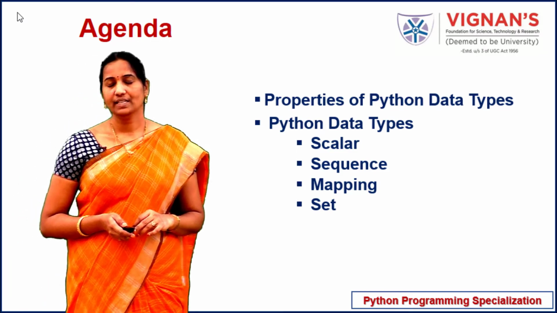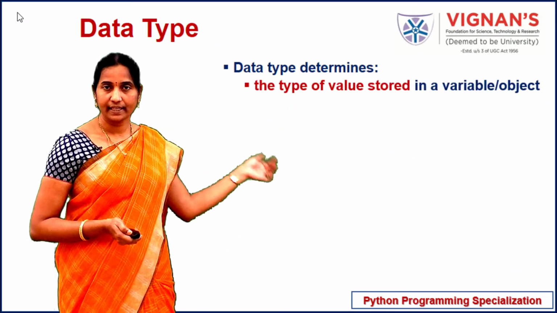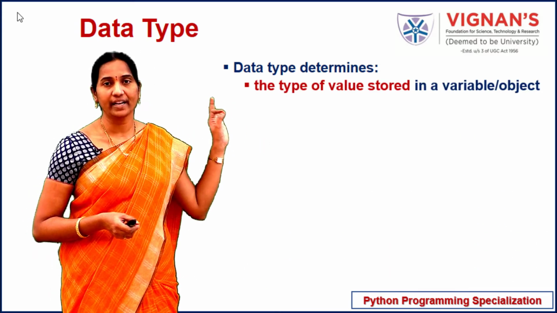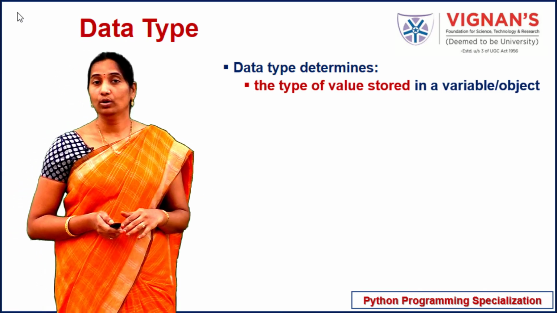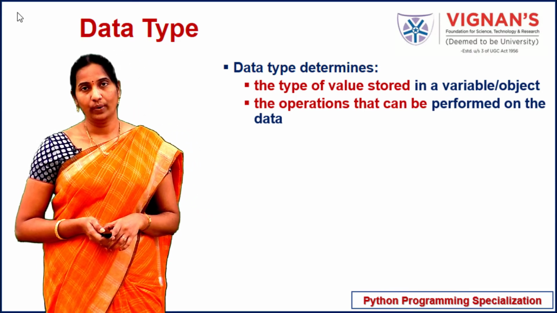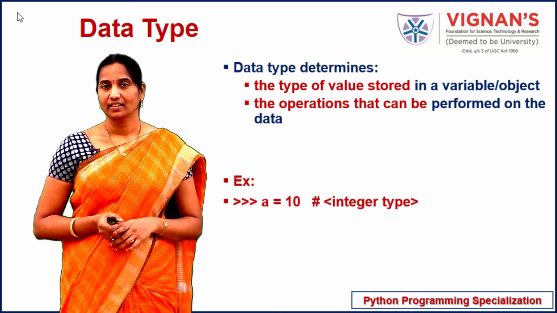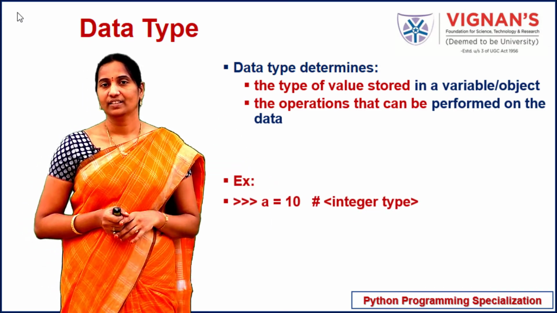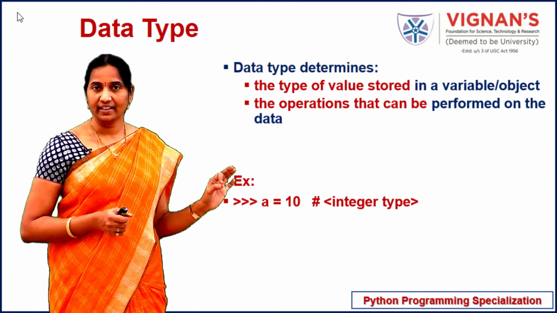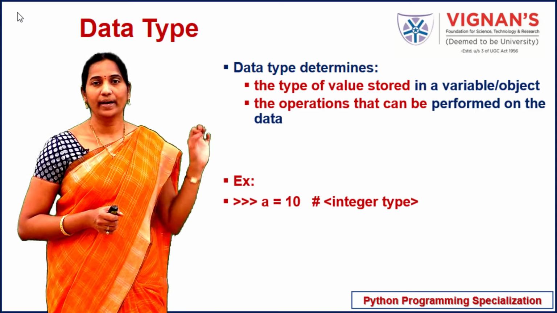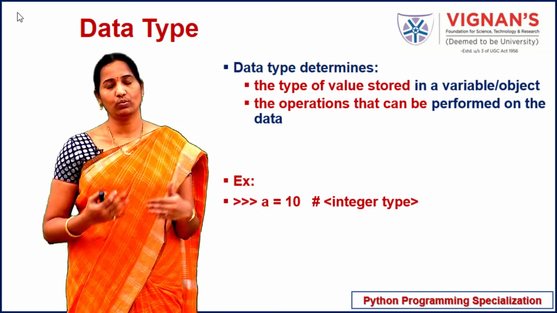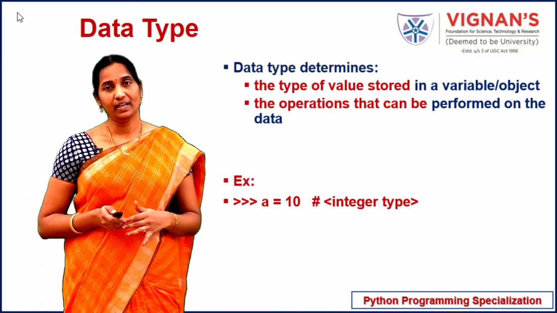So let's try to understand what a data type means. A data type allows us to determine what type of value you can store in a variable or in an object. Moreover, it also allows us to understand what operations can be performed on an object or a variable. Consider this example, a equal to 10. So the value 10 is stored in a. After knowing that the object a belongs to an integer type, I can understand that an integer value is stored in the variable a, and moreover I can understand that it is possible to perform all the arithmetic, bitwise and relational operators on the variable a, right?